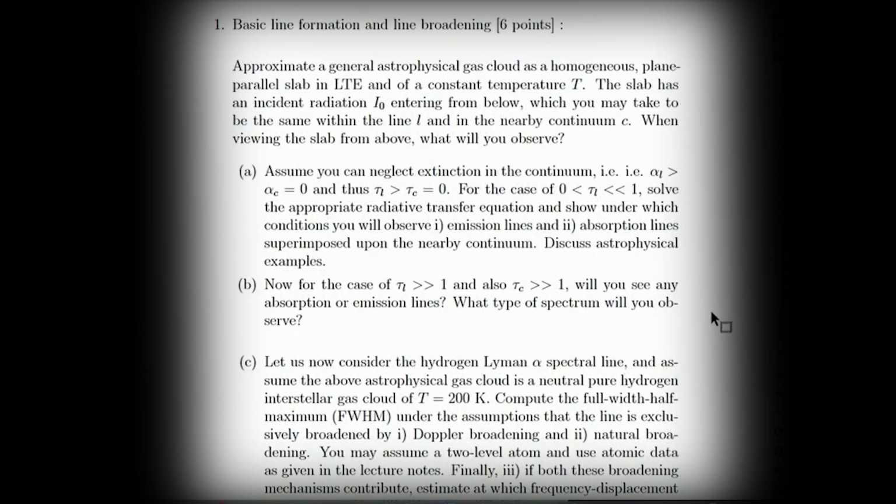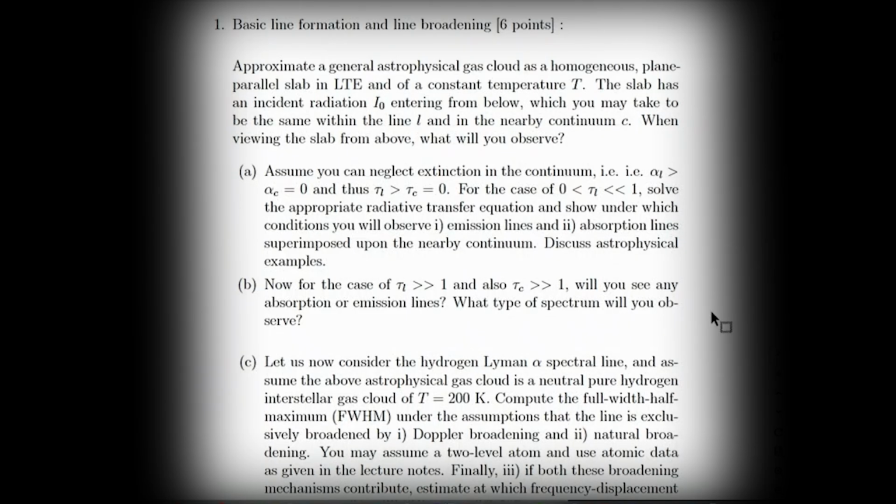Homogeneous slab, we know the radiative transfer solution through a homogeneous slab is sort of a core result that we have derived, and that we will work with here. LTE, a constant temperature T, that means it's going to have a constant density rho, and that means that the opacities and emissivities are going to be constant throughout, which is, of course, why we can say it's a homogeneous slab.